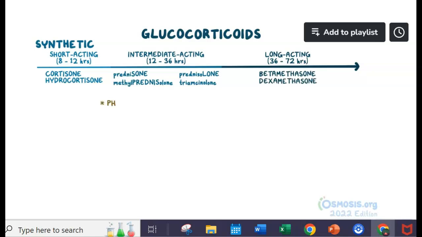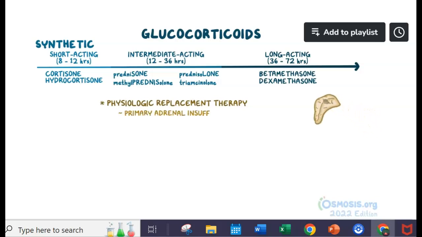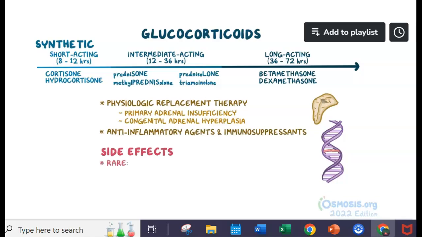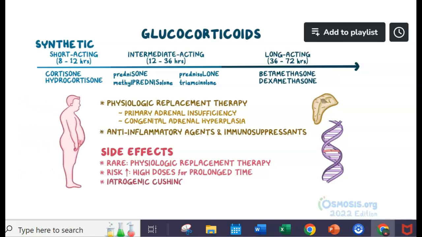Glucocorticoids can be used as the physiologic replacement therapy in adrenal disorders like primary adrenal insufficiency or congenital adrenal hyperplasia. However, they are more commonly used as anti-inflammatory agents and immunosuppressants. Finally, the side effects are rare when administered for physiologic replacement therapy, but the risk increases in individuals who are receiving high doses for a prolonged period of time. The most important side effect is iatrogenic Cushing syndrome.